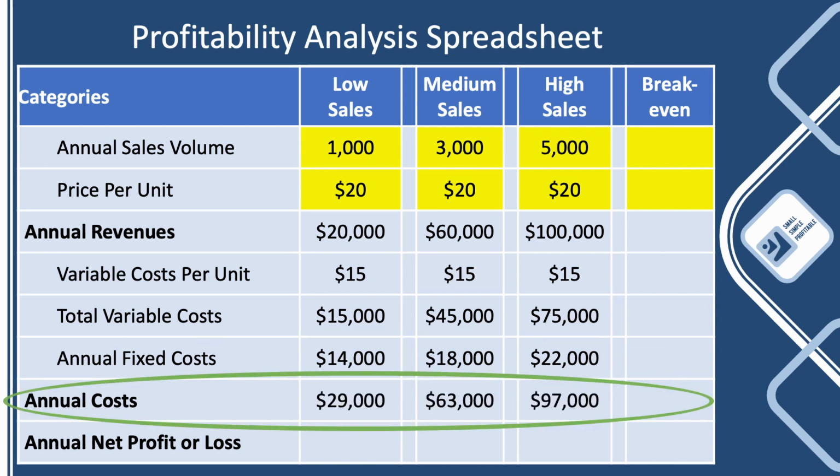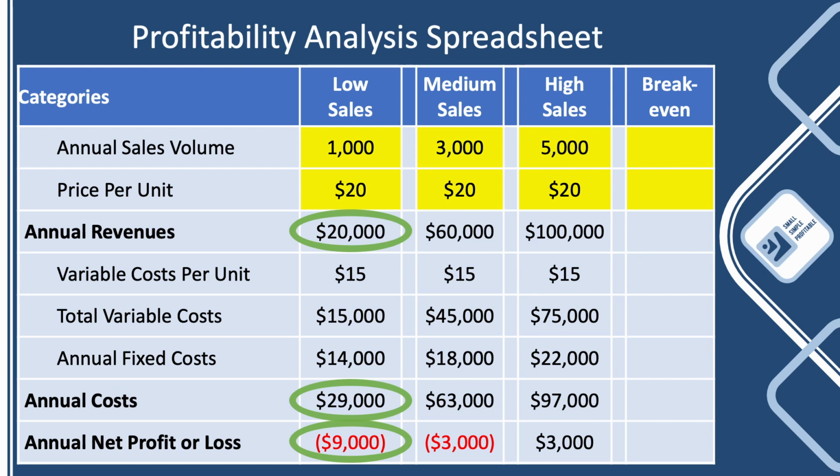This spreadsheet will automatically add the total variable costs and the annual fixed costs for each column and put those totals in the annual costs row. In this example, the annual costs are $29,000 for the low sales column, $63,000 for the medium sales column, and $97,000 for the high sales column.